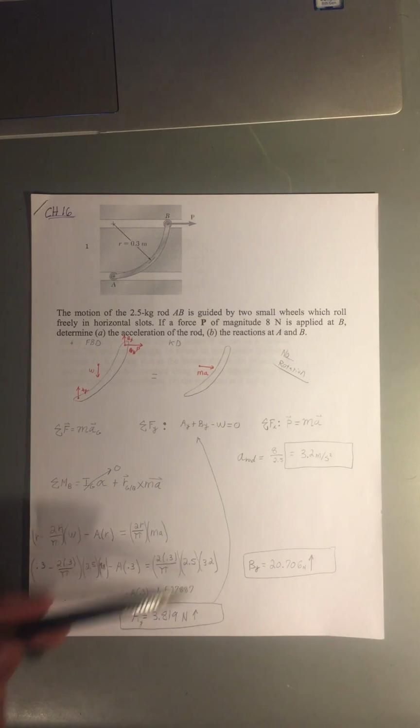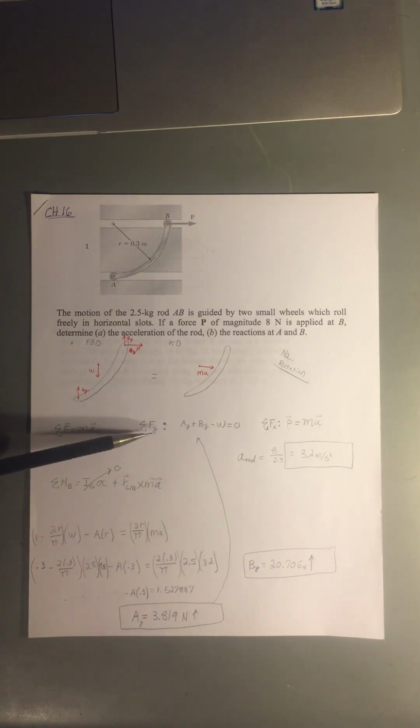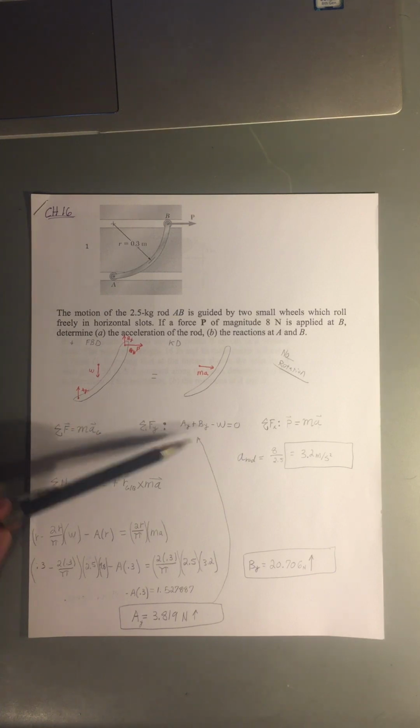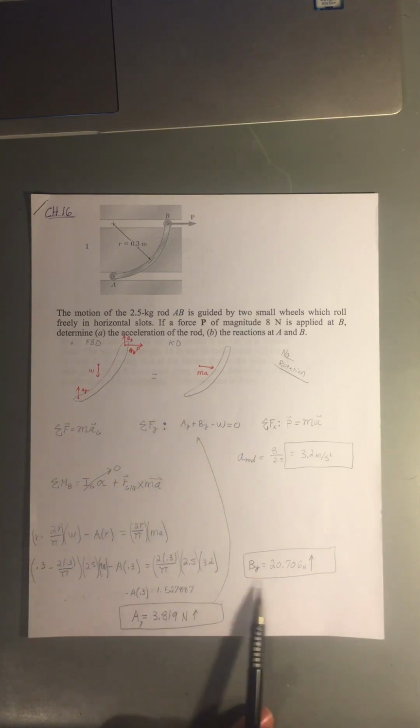And then taking that number back up into our force equals mass times acceleration equation here, we can plug in our weight and solve to get that By equals 20.706 newtons, also upward. And so that is the answer for problem number 1.